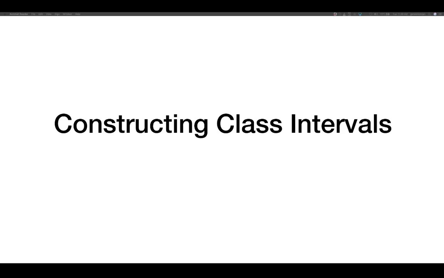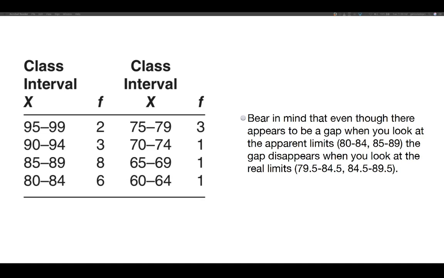In this section, we will be learning about constructing class intervals and also choosing the class interval width. Notice that in this example table that we have, the different class intervals do not overlap. Consider, for example, the interval 80 to 84, and the next highest one is 85 to 89. It is impossible for a score to be in both intervals simultaneously.